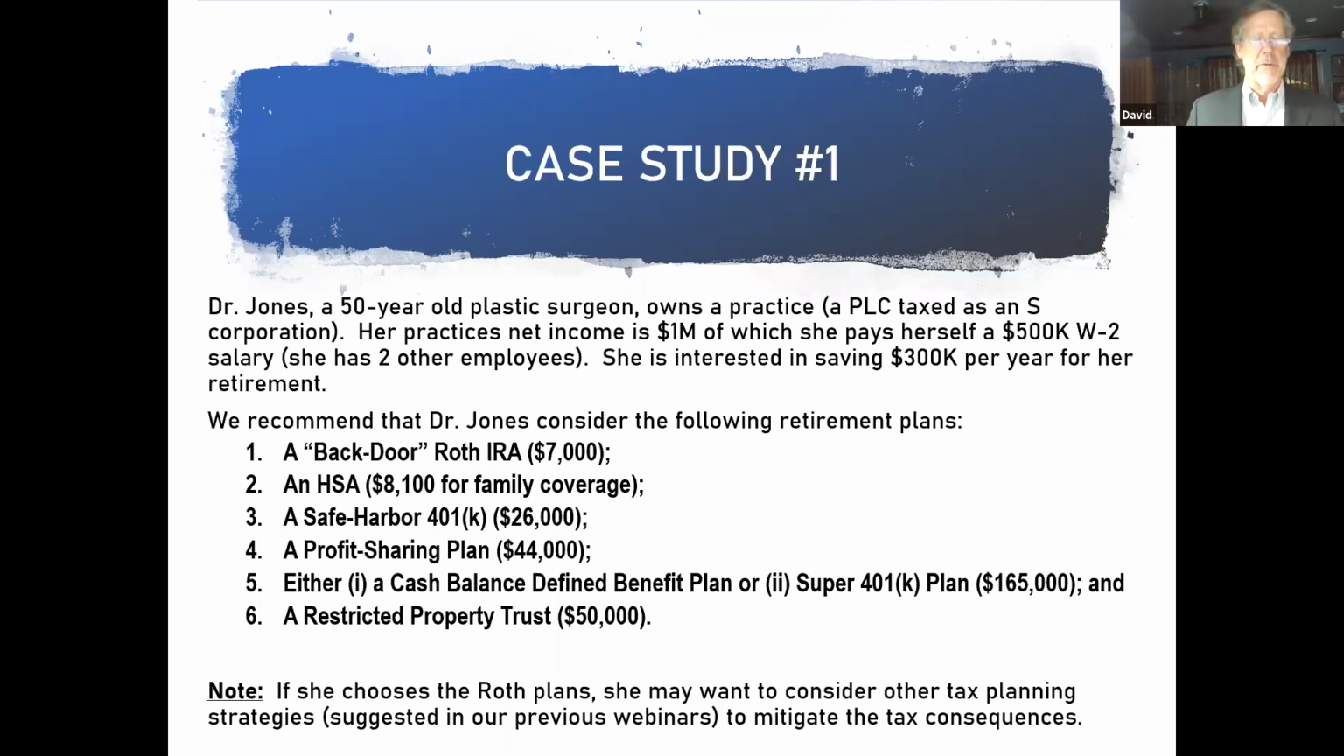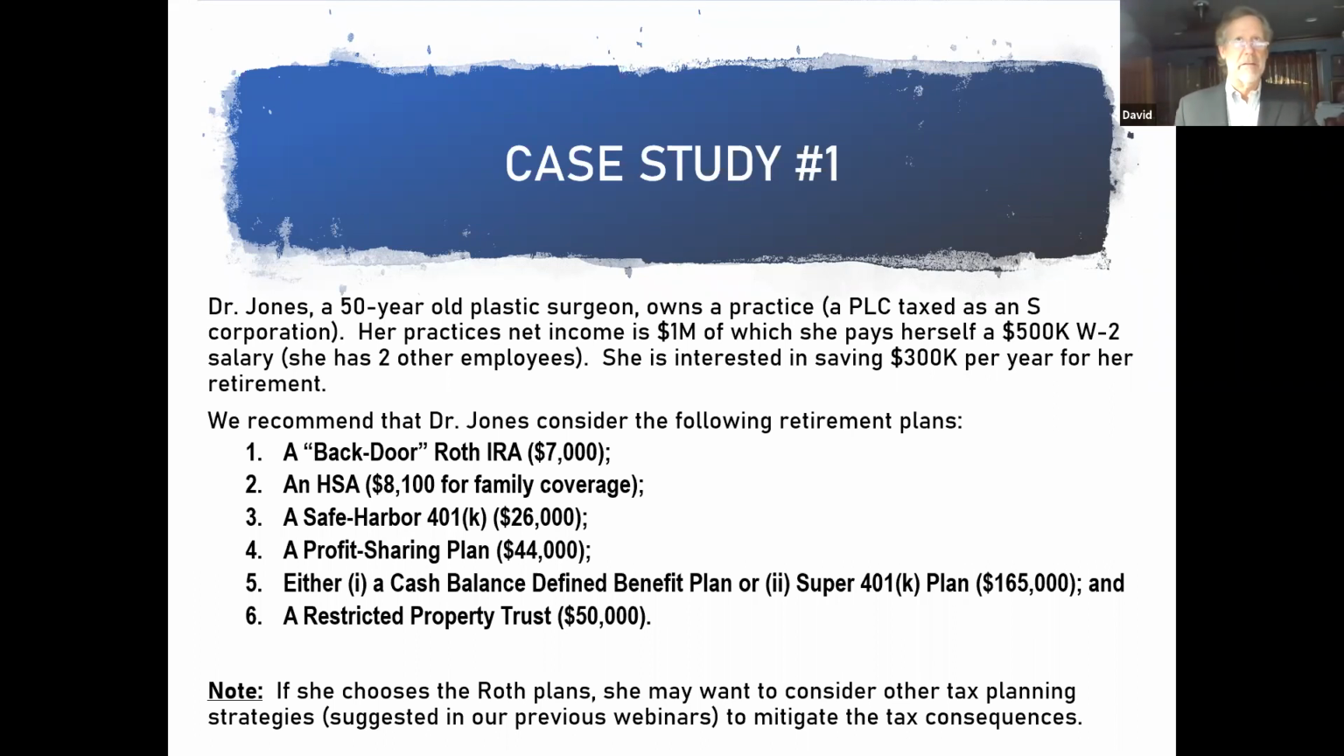Our recommendation would be she would look at a combination of a backdoor Roth IRA, which she would be able to do, a health savings account, a safe harbor 401k plan. Since she's over 50, she can put in the full $26,000. A profit sharing plan, which is another $44,000, and then either a cash balance defined benefit plan, or if she wants to put in potentially a greater amount, the super 401k plan, which has the 401h component to it, and then usually a restricted property trust would make sense in her situation. So those are the plans that I would start with if I were talking to Dr. Jones about what would be an ideal plan for her.